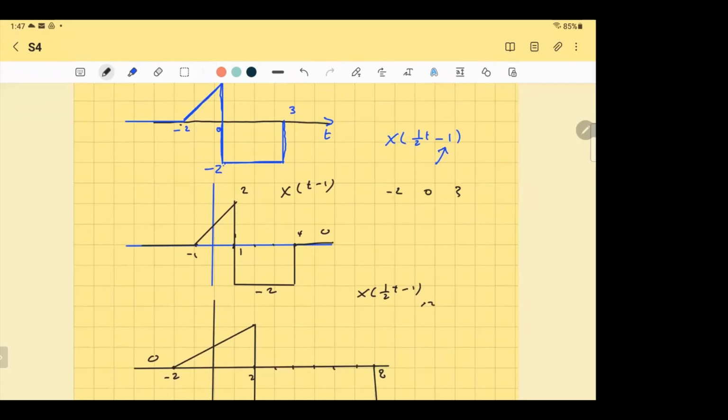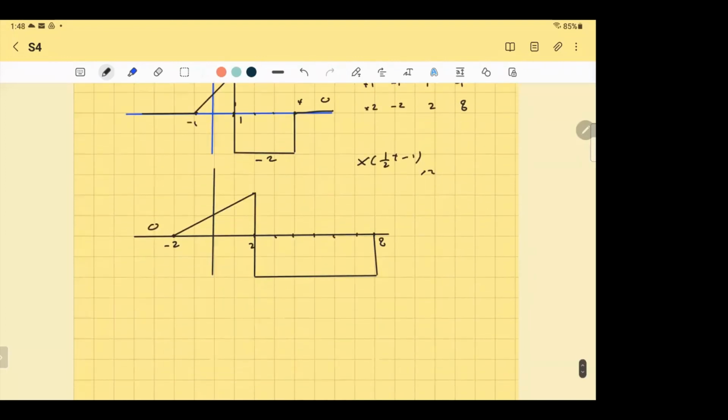So when you add 1 to -2, what do you get? You get -1. You multiply it by 2. Add 1 to 0 will be 1. Multiplied by 2, you get 2. Add 1 to 3 would be 4. Multiplied by 2 is equal to 8. So you have -2, 2, 8. -2, 2, 8, and you sketch in one shot. That will save the time.